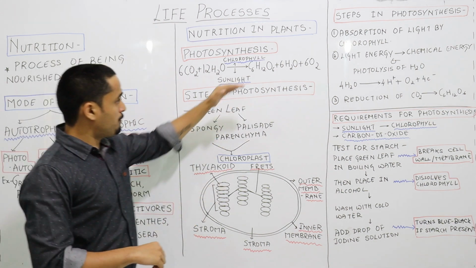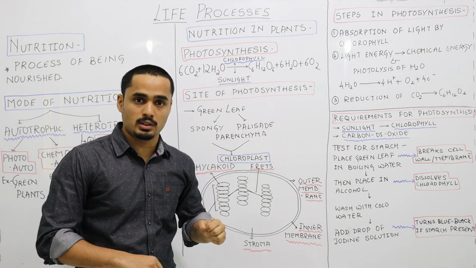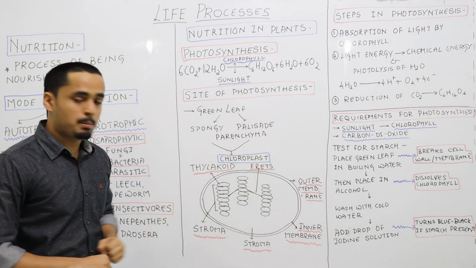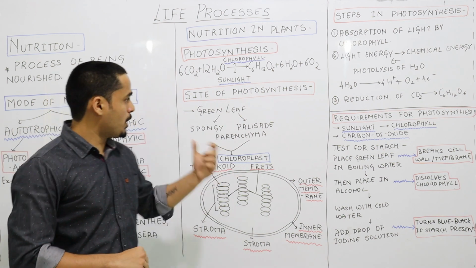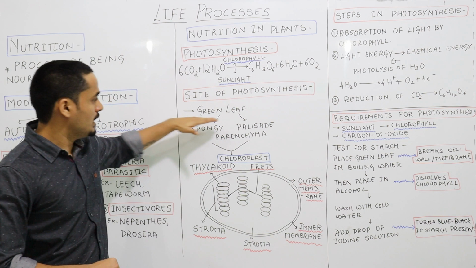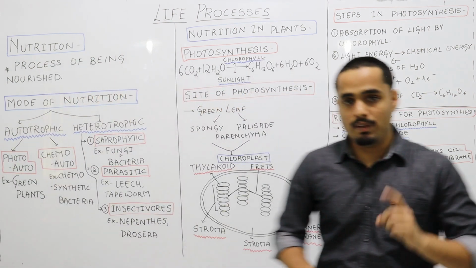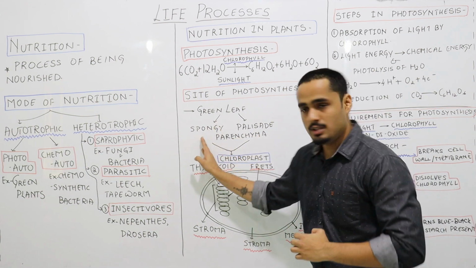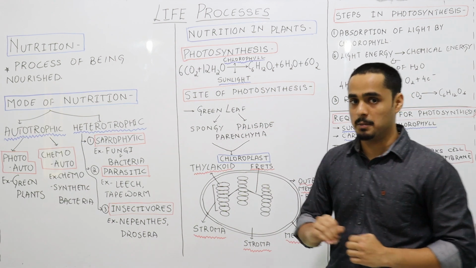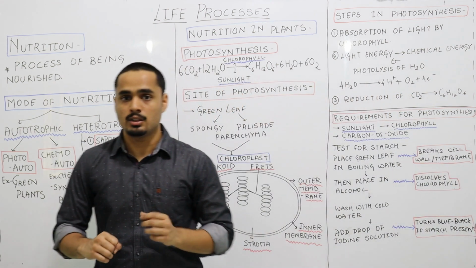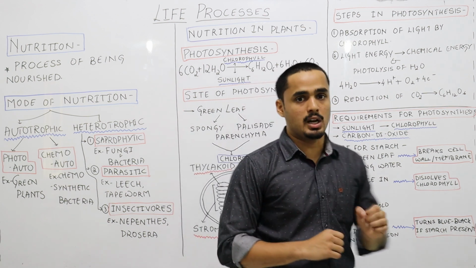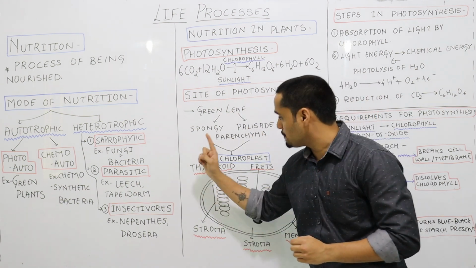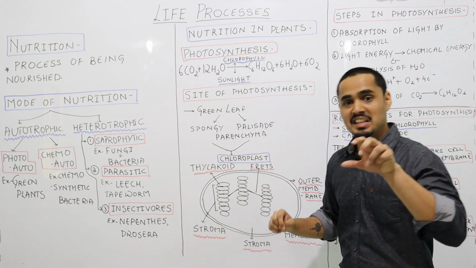Before we go in-depth into the steps involved in photosynthesis, first we need to understand where the process takes place. The process of photosynthesis takes place in the leaf of a green plant. In the leaf, there are two types of parenchyma, spongy parenchyma and palisade parenchyma. This touches upon your grade 9, where you learned about simple permanent tissue called parenchyma.